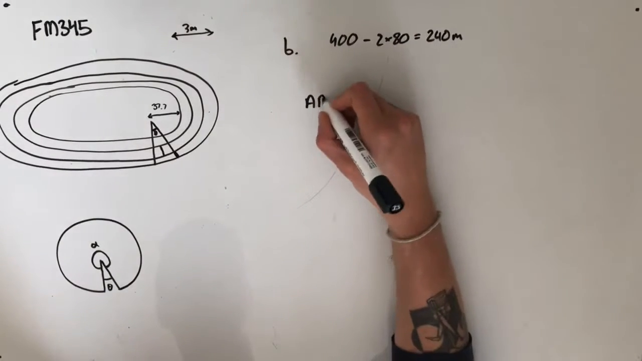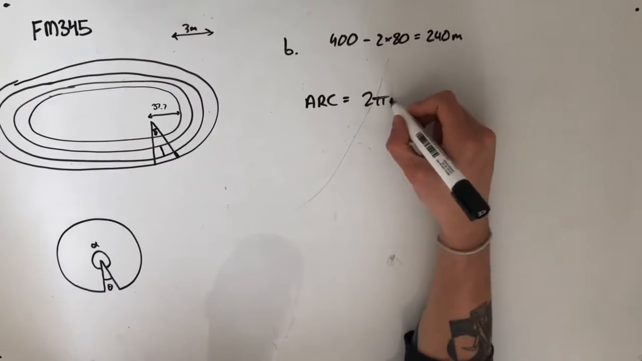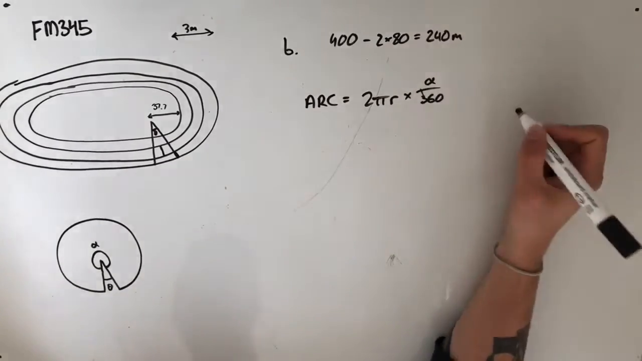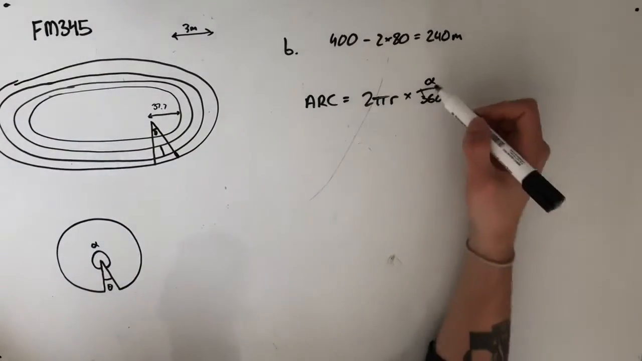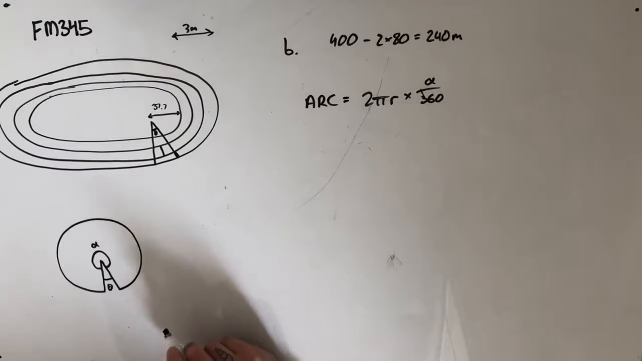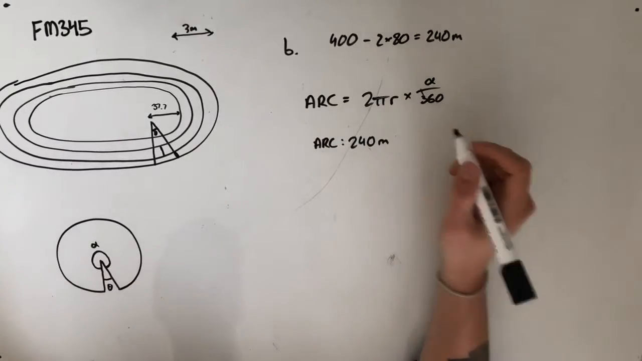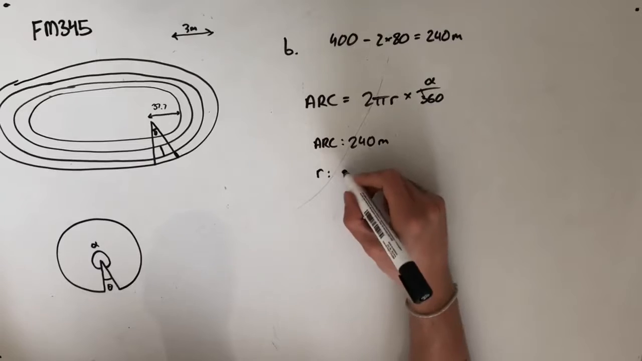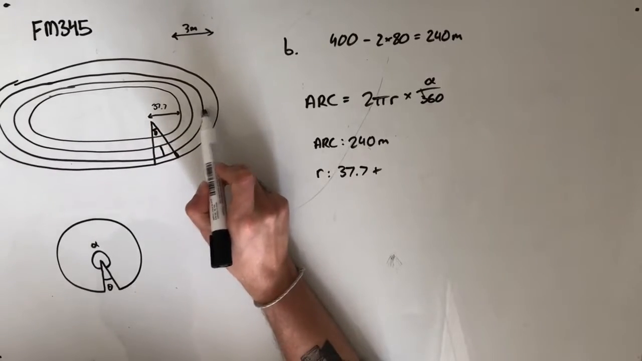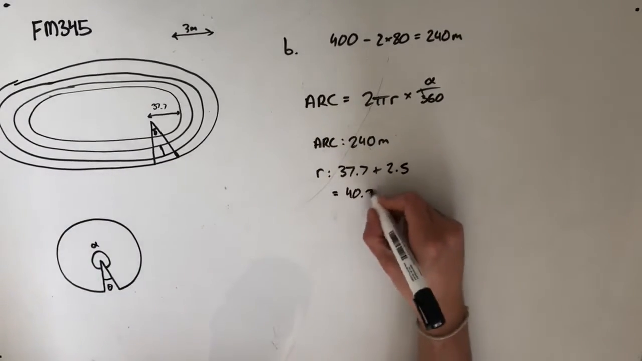So our arc formula is equal to, now I'm going to write a more extended one, which is 2 pi r times alpha over 360. So this is just saying that if you've got a full circumference for a full circle, we only want this alpha portion out of the full 360. We know that our arc length is going to be 240 meters. We know that our radius is going to be 37.7 plus, we're going to have to go 1 meter, 2 meters, and then half a meter to get to that outside lane. So we're going to add 2.5, which means that our radius is actually going to be 40.2 meters.